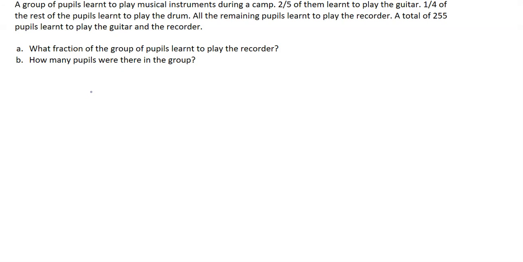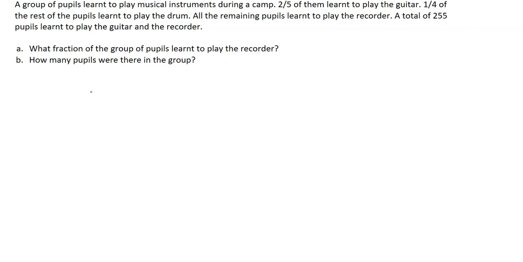Now this question says a group of pupils learn to play musical instruments at a camp. 2/5 of them learn to play the guitar, 1/4 of the rest learn to play the drum, and all the remaining pupils learn to play the recorder. A total of 225 pupils learn to play the guitar and the recorder. Find what fraction of the pupils learn to play the recorder and how many pupils were there in the group.